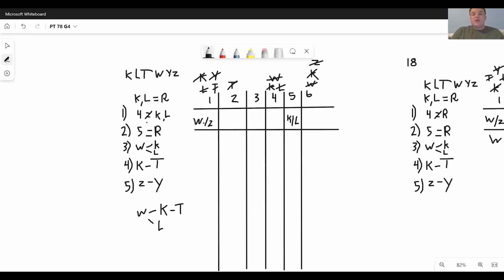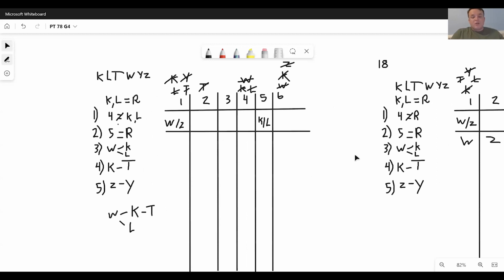So now, are there any questions on these deductions we made? Okay. If not, let's move on to question 1 then. So question 1 states, which one of the following could be the order of the dish from first to last?